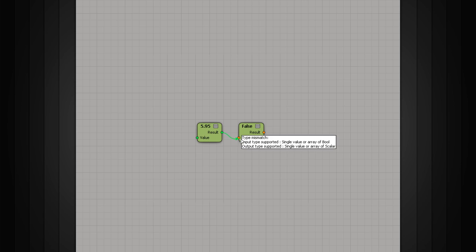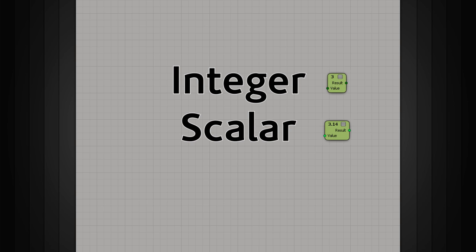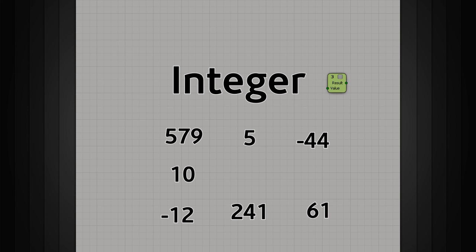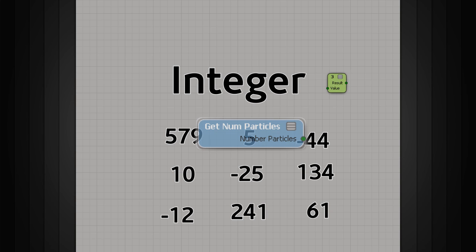Let's start with the basics, integers and scalars. Integers are simply positive or negative whole numbers. 10, negative 25, 134. These are useful for counting objects like the number of particles in a scene. Integers are shown as a dark green port.